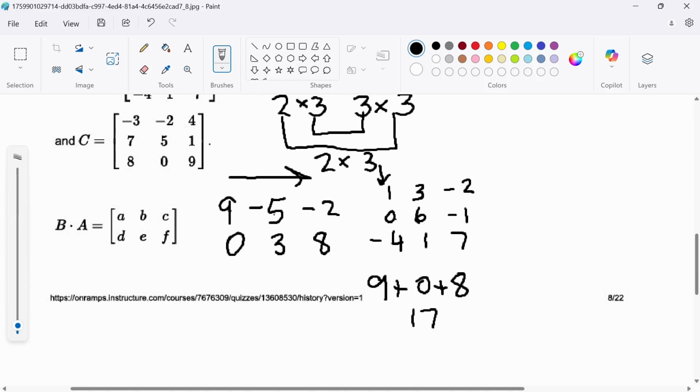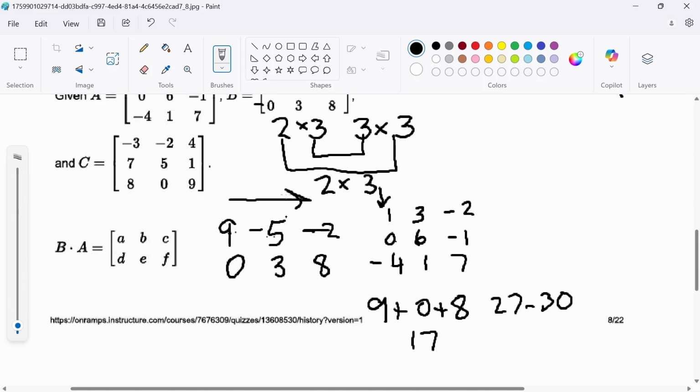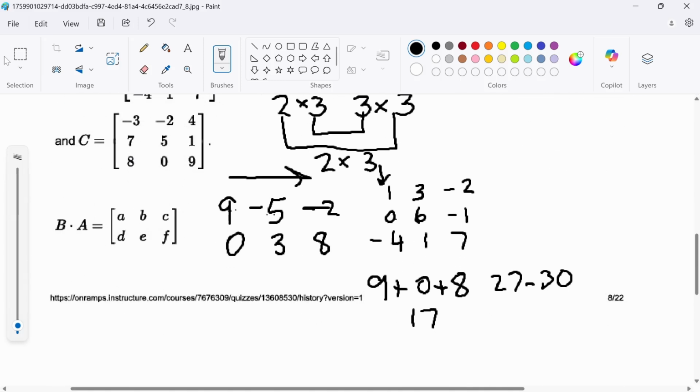Now I do the next one. Across times down. 9 times 3, 27. Negative 5 times 6, negative 30. Wait, is that negative 2? Yeah, that should be negative 2. I don't know why that got so big, but I'm going to rewrite that one just so I don't get confused. Negative 2. So I did 9 times 3 is 27. Negative 5 times 6 is negative 30. Negative 2 times 1 is negative 2. And let's see what that is. Negative 32, 27. That's negative 5.